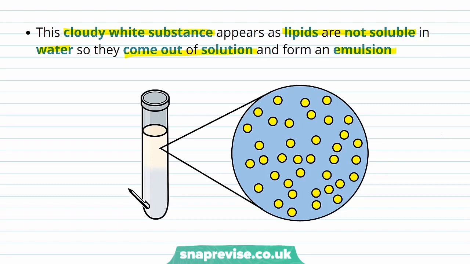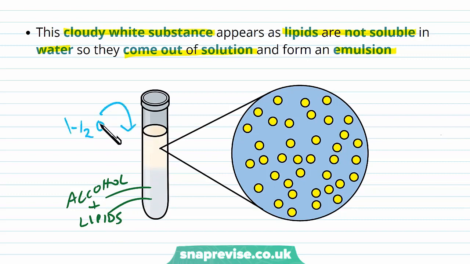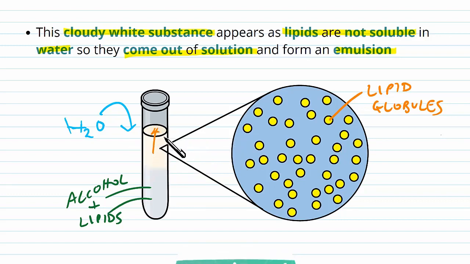So initially with the alcohol and the lipids, they were happily dissolved in the alcohol, but when we added the water, they're not able to dissolve in water because they're very hydrophobic molecules. So they start leaving the water, and we see this collection of lipid globules separated from the water and rising to the top. And so that's what forms this cloudy white substance. And obviously if the sample doesn't contain any lipids at all, then this cloudy white substance won't be present.